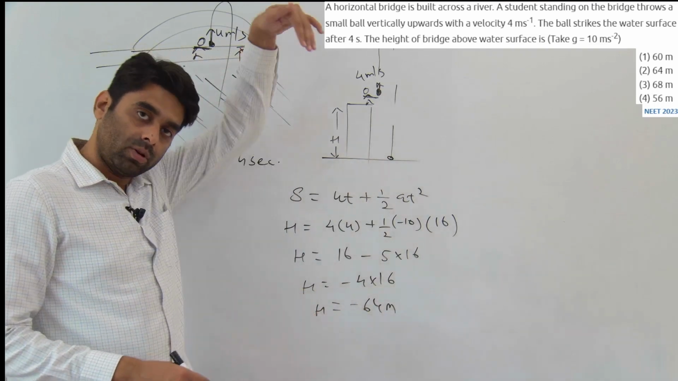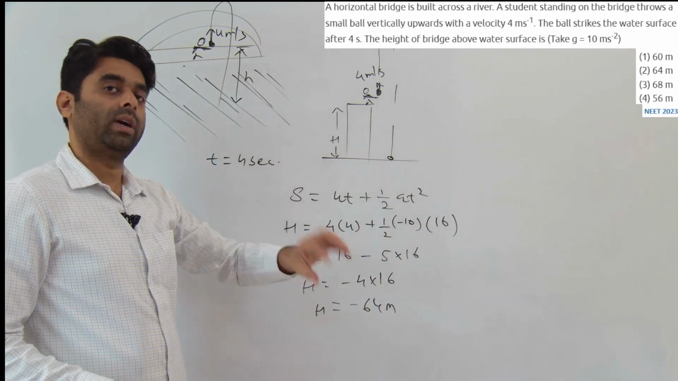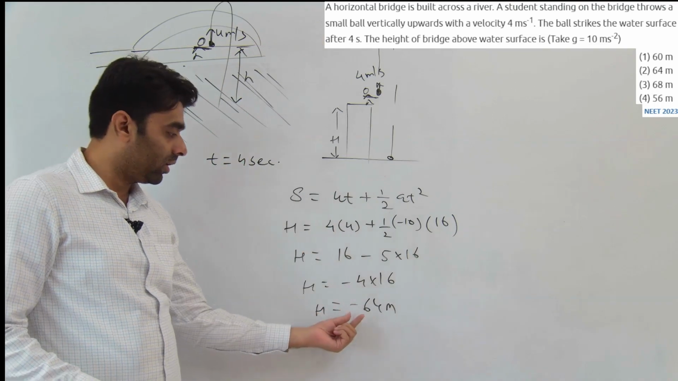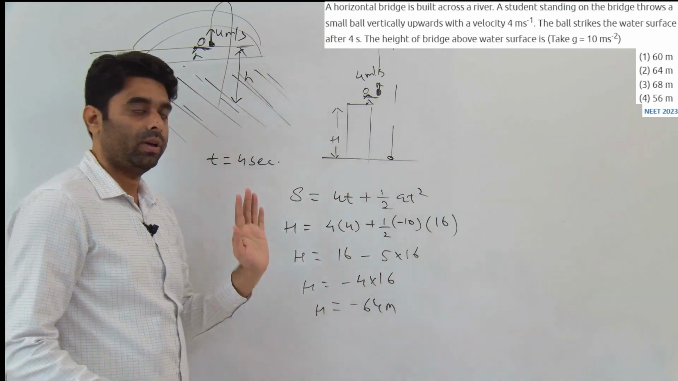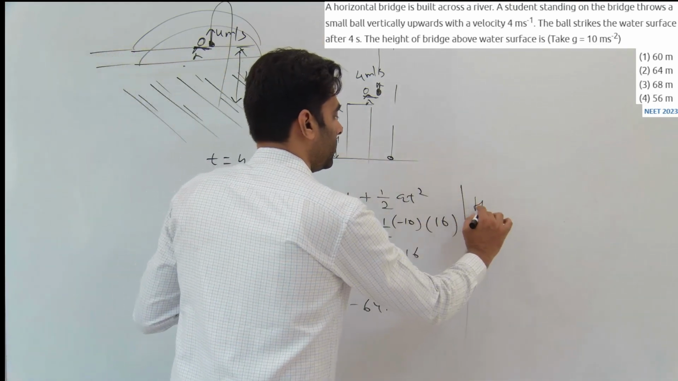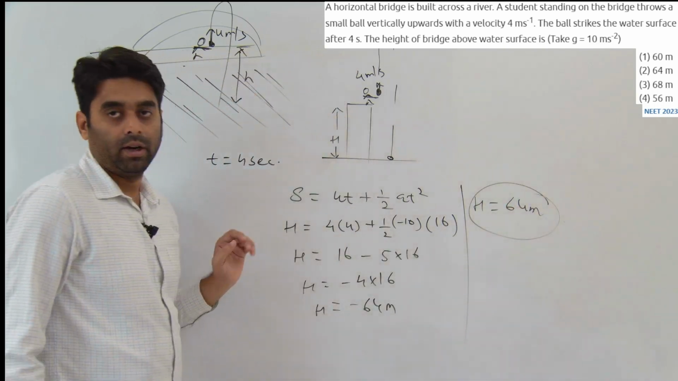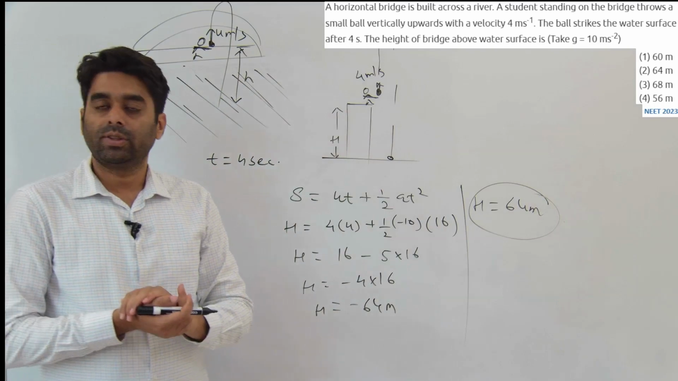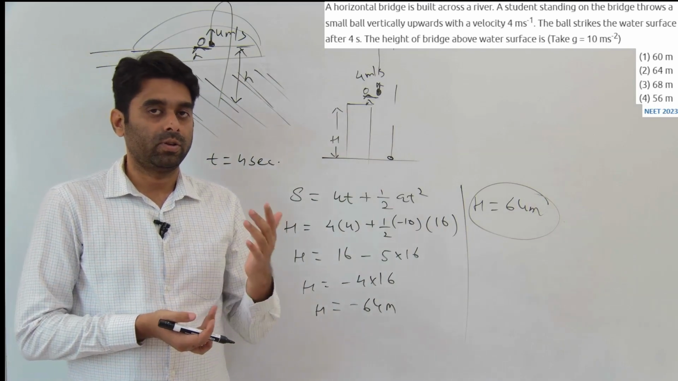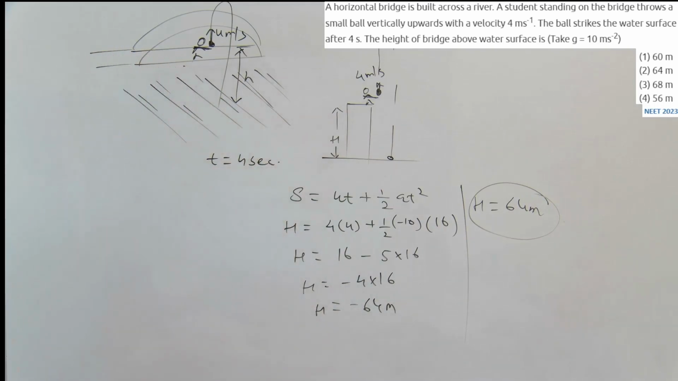Minus is actually because the displacement is downward. Height is actually 64 only. We got minus because the ball is coming downward, that's why minus we got in the answer. Otherwise, the magnitude of the height, obviously the height will be 64 meter only, right? So our answer will be the second option, it is our correct answer, right? Let's look at the next question.